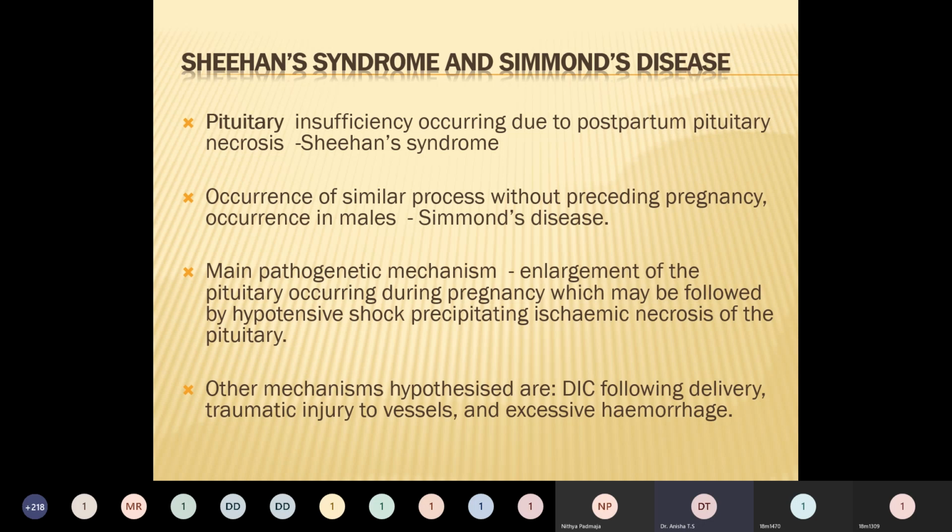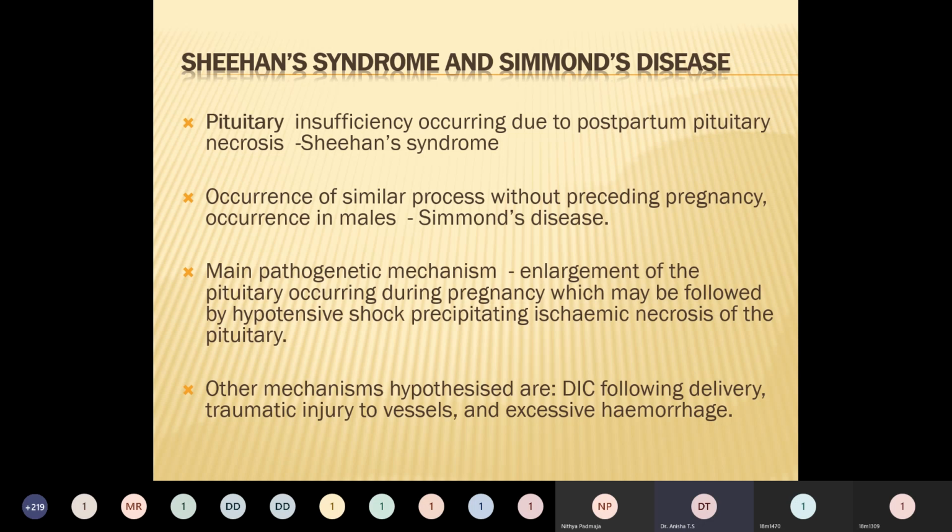Sheehan syndrome and Simmons disease are both similar. Sheehan syndrome occurs in women. It's because of necrosis of the pituitary because of postpartum injury. Simmons disease also has necrosis of the pituitary, but it is not in women, it is seen in men.